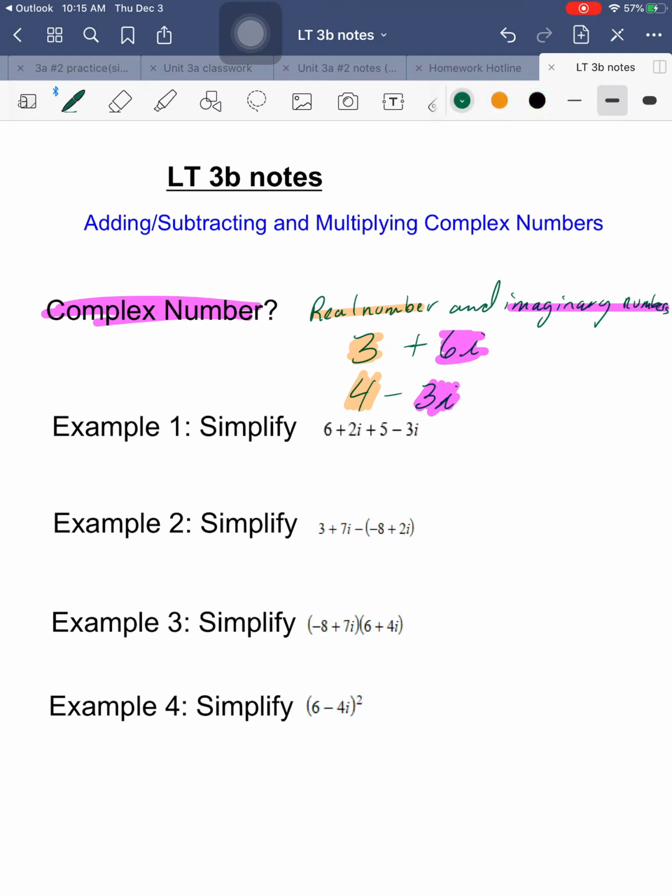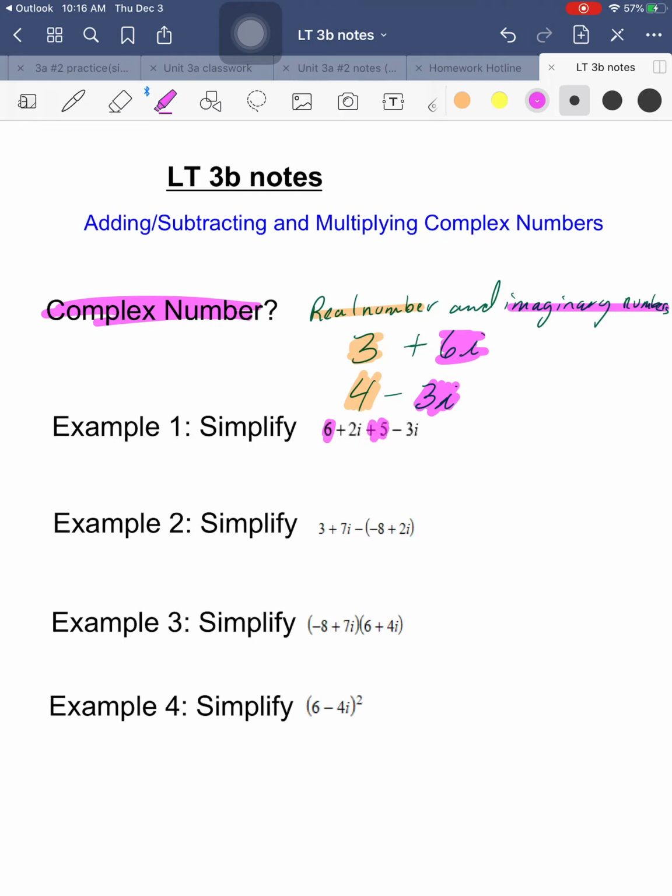So let's dive into adding and subtracting. Well, first we'll start with adding and subtracting. You're really going to treat each term as if it's like a variable. You're going to join your like terms together. It's very similar to if it was like 2x or 3x. 2i and 3i, treat them the same way when it comes to adding and subtracting. So look for your common terms.